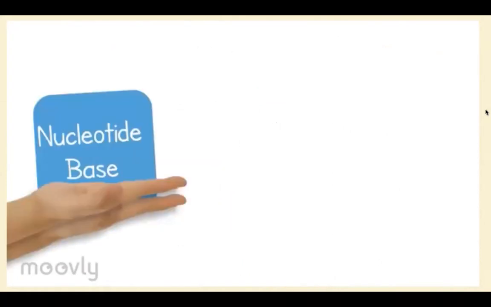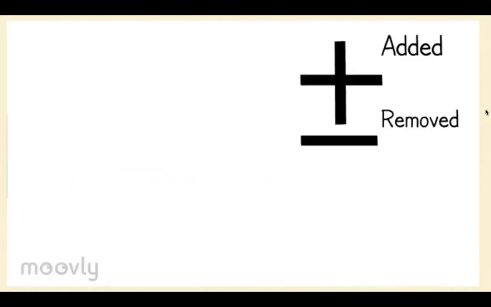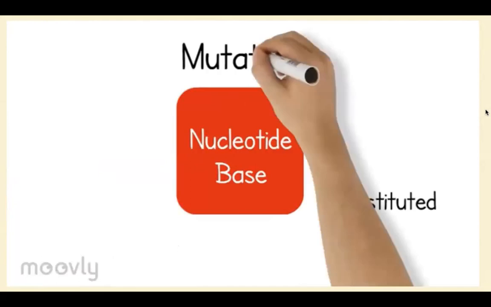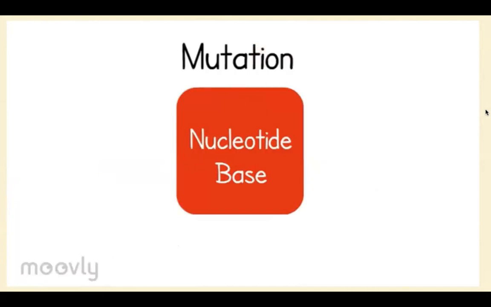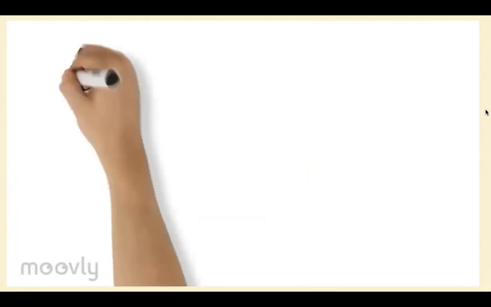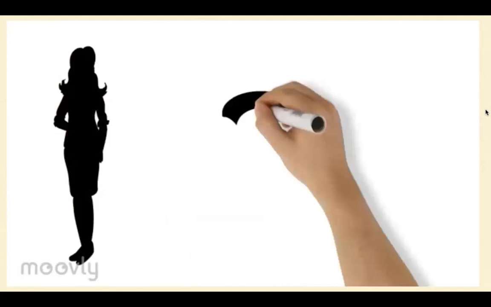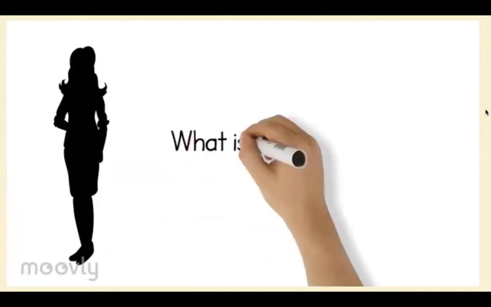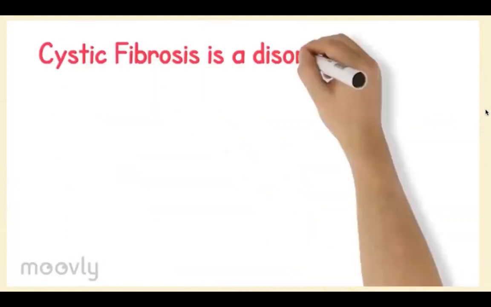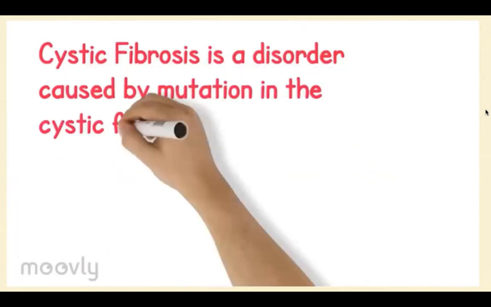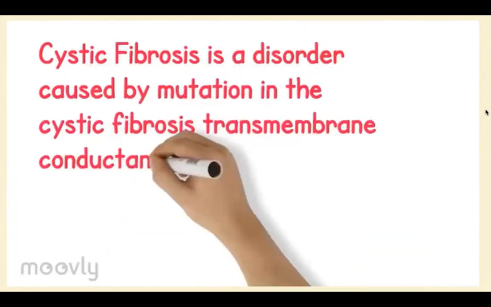When a nucleotide base is added, removed, or substituted, it is known as mutation. These mutations can change the DNA code, which may affect the traits that are expressed in your body. Now that we know the fundamental genetic makeup of our body, let's move to the next big question. What is cystic fibrosis?